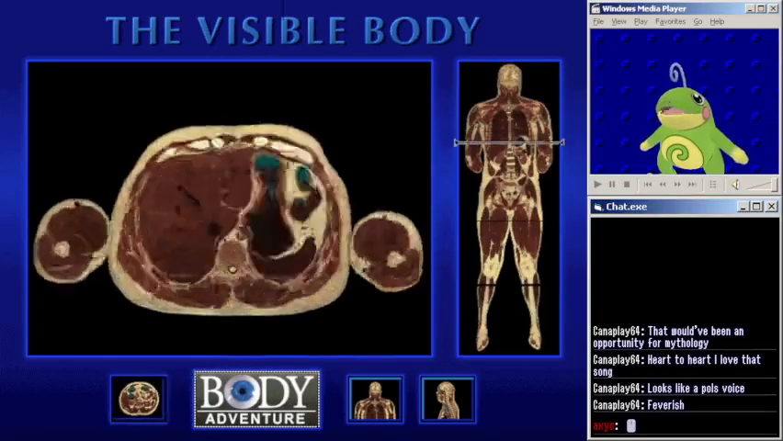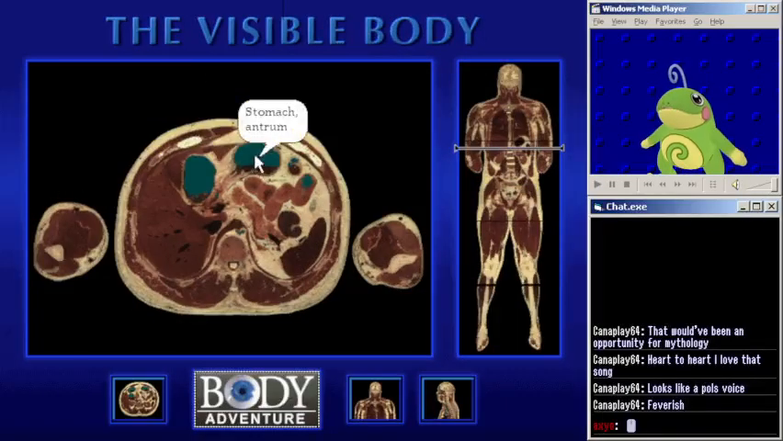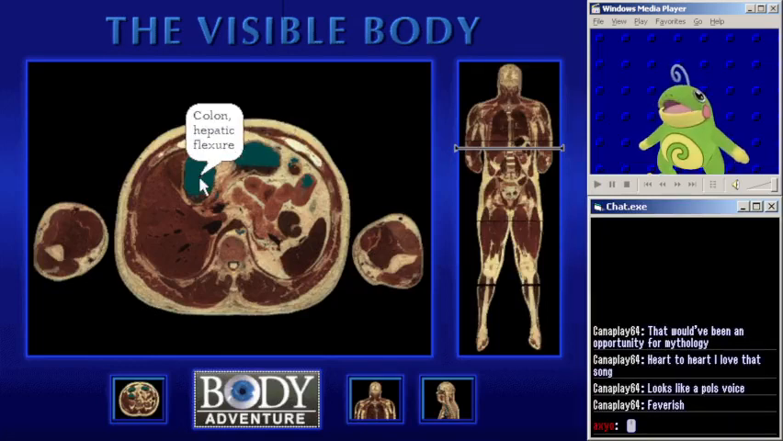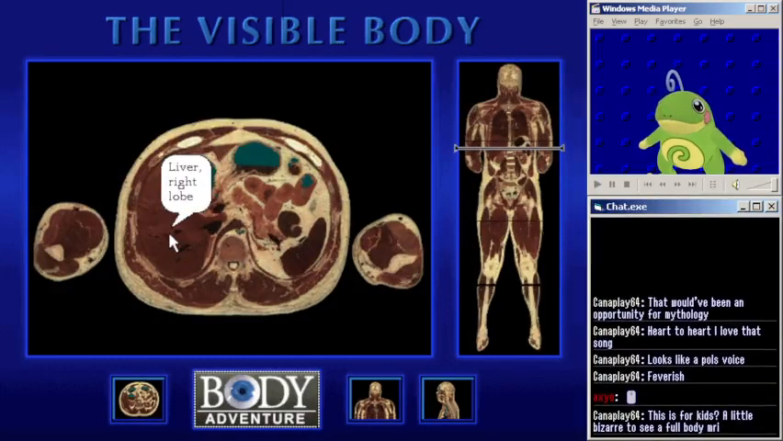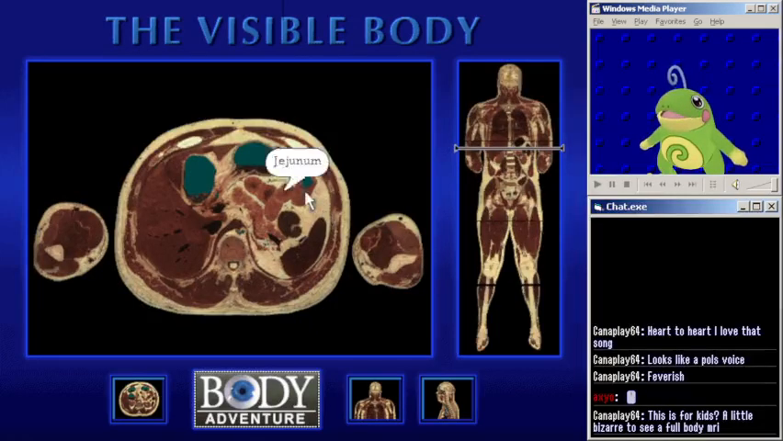So yep, we have MRI scans, just what we always wanted. We got stomach, antrum, colon, hepatic flexure. A little bizarre to see a full body, right? This is very educational. I wonder if they found any unwanted surprises on this, though. It's like the person at the company volunteers to have the complete MRI done of them. They're like, Frank? You have colon cancer. I almost wonder if there's any Easter eggs like this in here. Like if you were to search through the entire thing, you'd find something that wasn't supposed to be there.